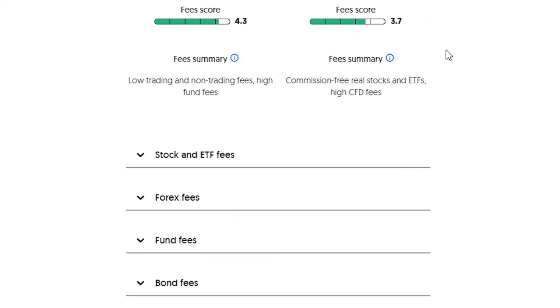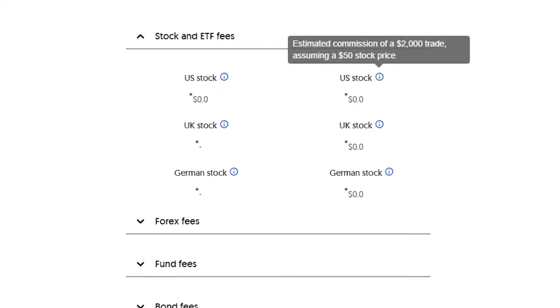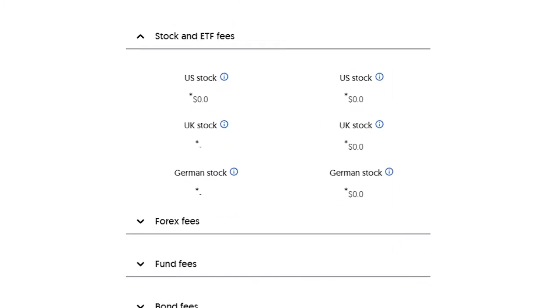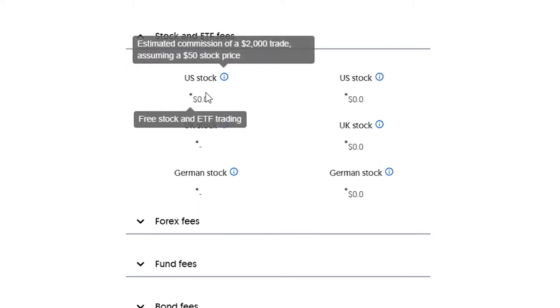Now, if we come down here, we can see the first thing is the fees. So we can open this up and we can see that Trading 212 is going to offer completely free stock and ETF fees in the US, UK and Germany. Whereas Charles Schwab is only going to offer stocks and ETFs in the US. However, these are also free.